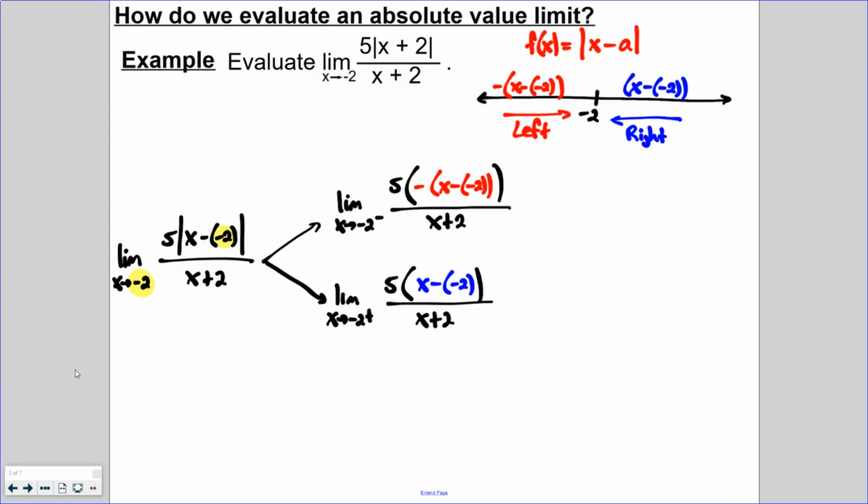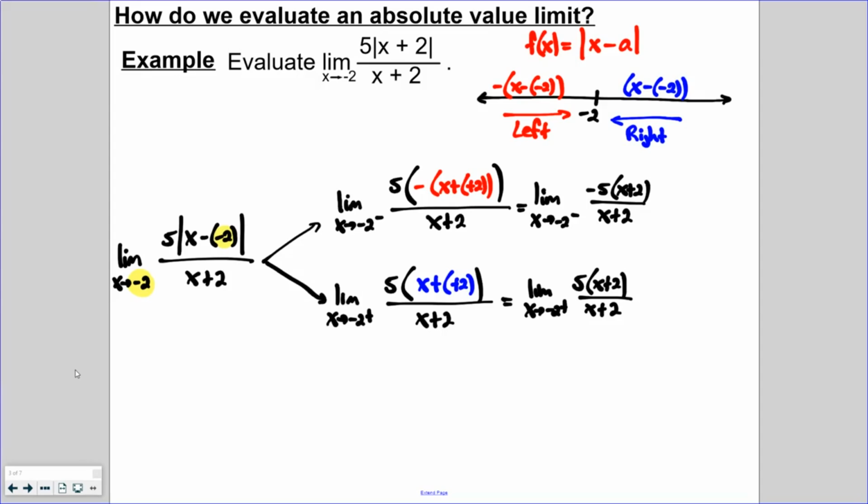All right, so from here we can just evaluate these two limits, and I'm going to go ahead and simplify some things. In the top limit, the minus and negative are going to turn back into a plus. And when I multiply 5 times a negative value, that's going to become negative 5. So I'm going to be left with the limit as x approaches negative 2 from the left of negative 5 times x plus 2 all over x plus 2. And for the right-sided limit, this is just going to be the limit as x approaches negative 2 from the right. I'm going to change the minus negative back into a plus again to give us 5 times x plus 2 over x plus 2.